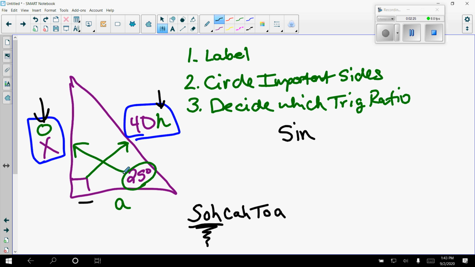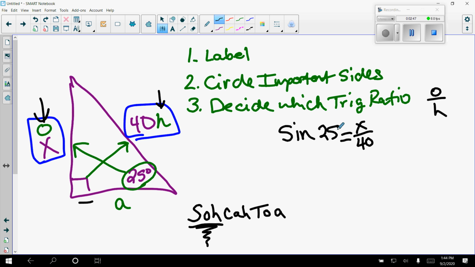What I do is I always write the trig ratio, whatever trig ratio I'm using, and then I write the reference angle, so in this case 25. And then remember, sine was opposite over hypotenuse. So the opposite in this case is x, the hypotenuse is 40. Okay, so there's what I have so far.